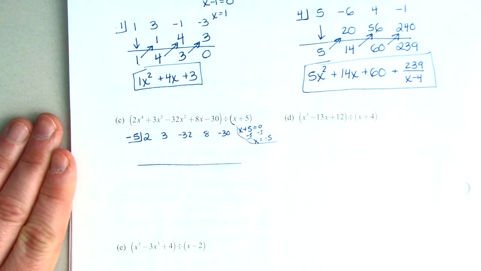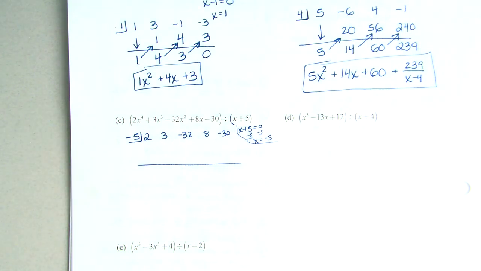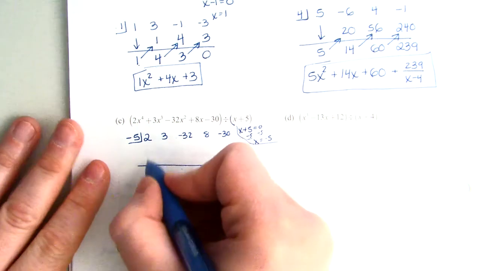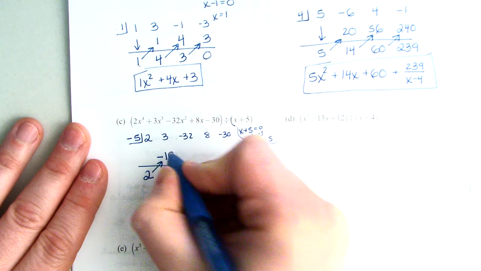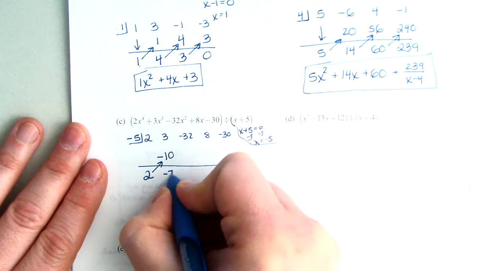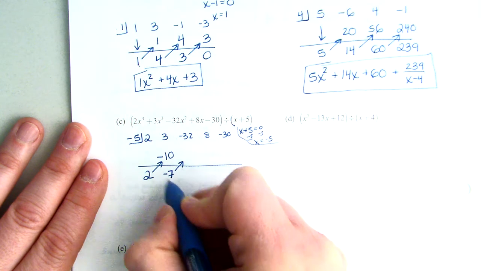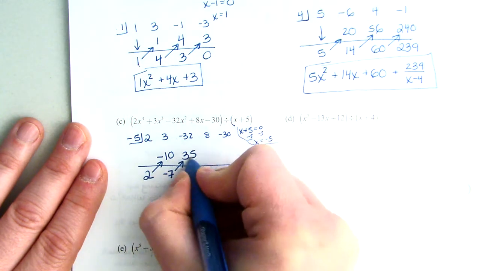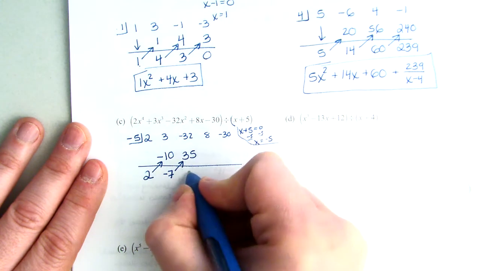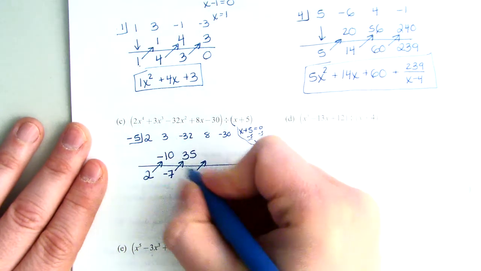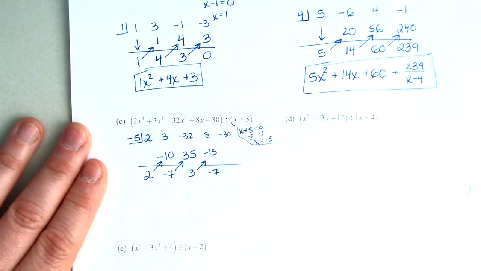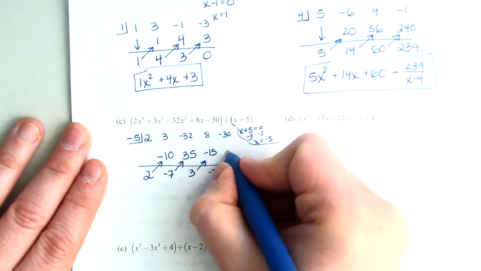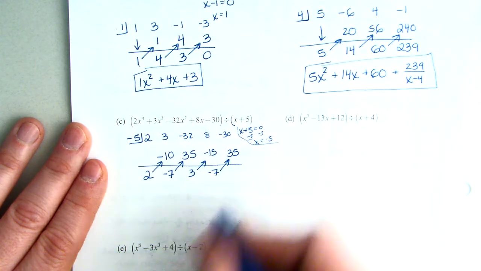How about you see if you can do this? I'm going to bring down a 2. I'm going to bring up a 2 times negative 5, negative 10. Add 3 plus negative 10 is negative 7. I'm going to bring up negative 7 times negative 5, 35. Negative 32 plus 35 is 3. I'm going to bring up 3 times negative 5, negative 15. Add 8 minus 15 is negative 7. Bring up negative 7 times negative 5, positive 35. Bring down 5.